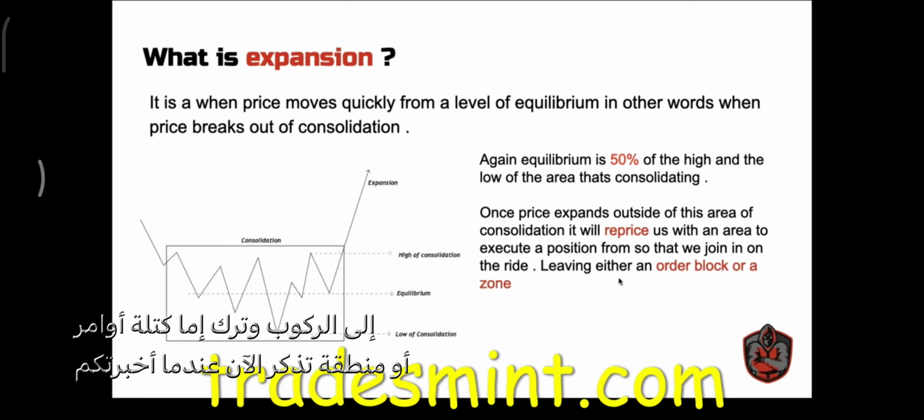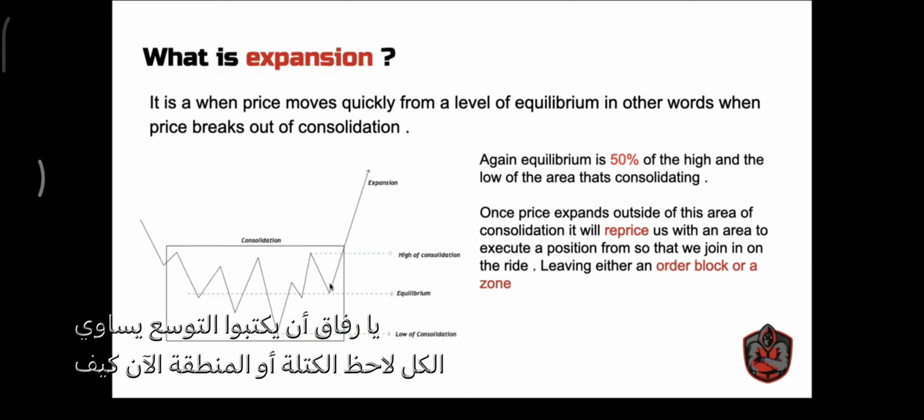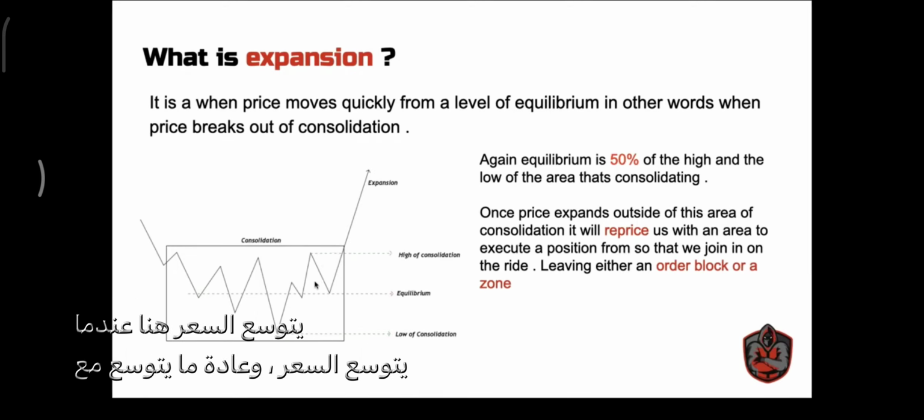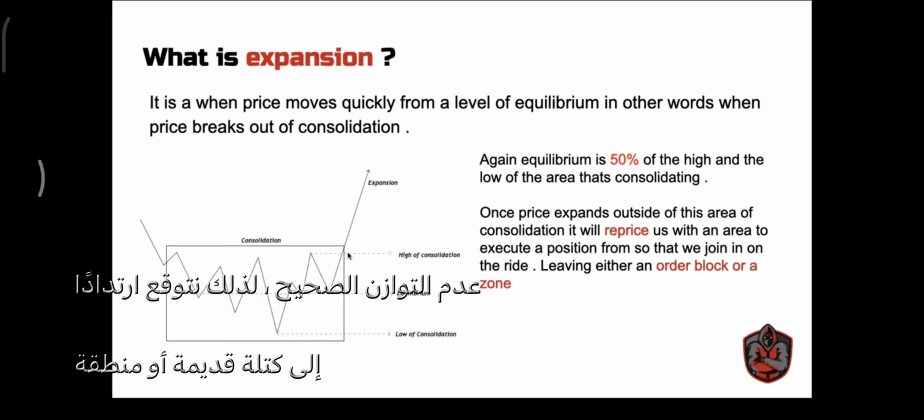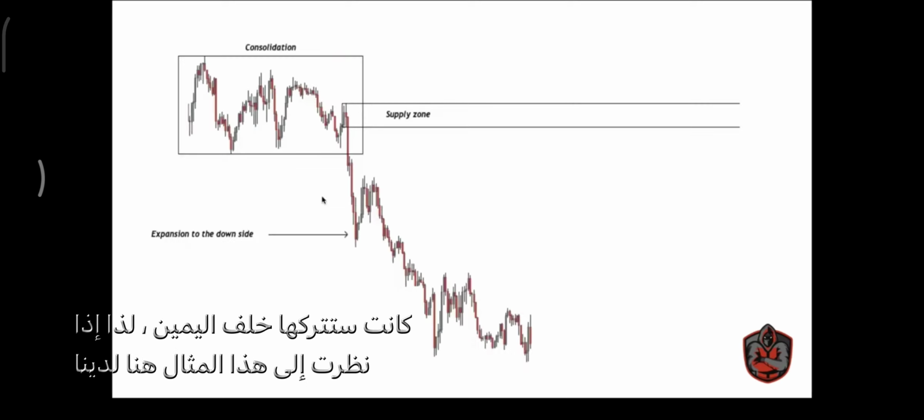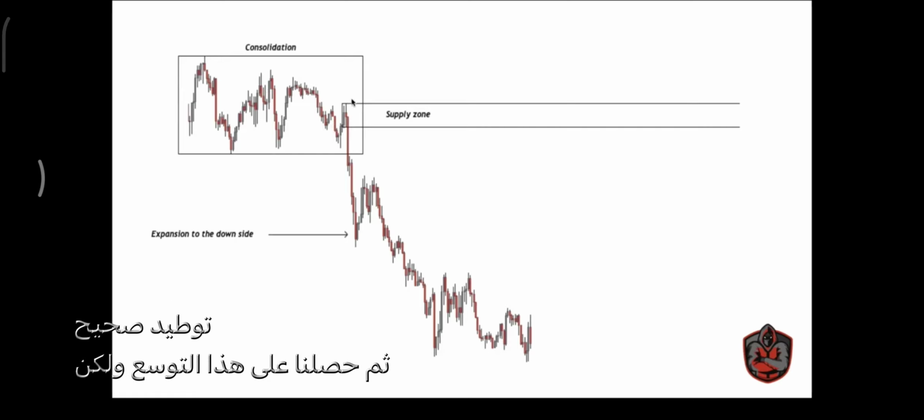Now remember when I told you guys to write down expansion equals order block or zone? Now notice how price expands out. Yeah, when price expands, it usually expands with imbalance, right? So we would expect a retracement back to an order block or a zone that it would have left behind, right? So if you look at this example here, we have a consolidation, right? And then we got that expansion.